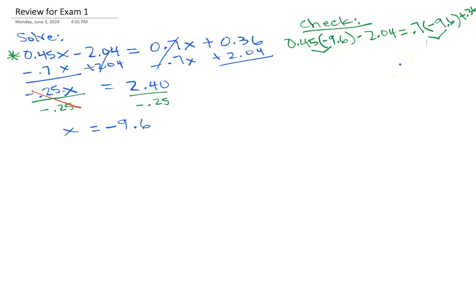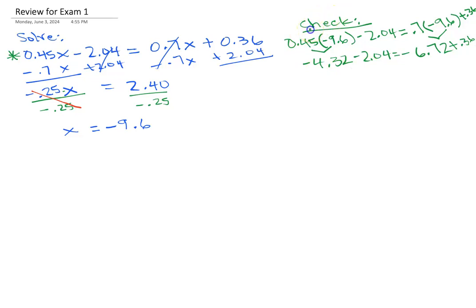So let's do that really quick. Again, we can use our calculators, so use those to help you out in any way that you need to. So if I multiply these two together first, I get negative 4.32 minus 2.04. And now if I multiply 0.7 by negative 9.6, I get negative 6.72, and then I need to add 0.36 to it.